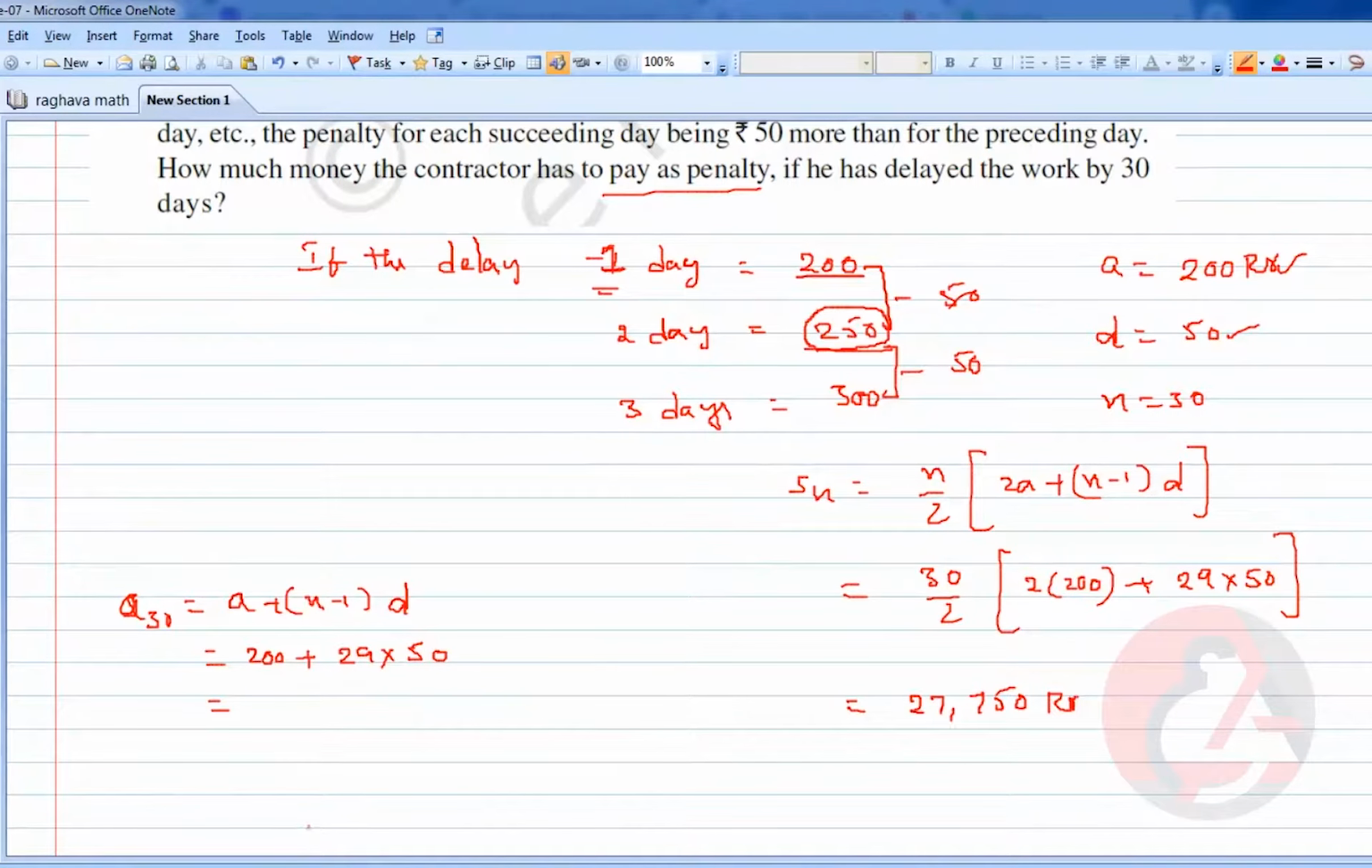That means the first day is 200. If you delay by 2 days, 450. If delayed by 3 days, 750 rupees. If delayed by 4 days, 350 plus 750, so that is 1100 rupees. Like that, for 30 days delay, the amount to pay is 27,750 rupees. See, understanding the question is very important. He's not saying that for 2 days together it is 250. He's saying each day you have to pay the penalty. First day he will pay 200 rupees. Second day he will pay 50 rupees extra than the previous day.